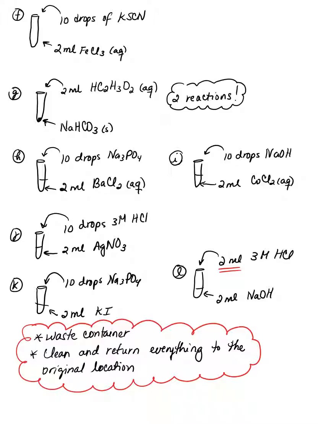So when you're done with everything, you can collect everything into a beaker and use that beaker for all of your waste that you have on your bench. Collect all of your waste in that beaker and then go and transfer that waste into the waste container. Clean everything, all of your test tube droppers, anything that you use, and return everything to the original location.